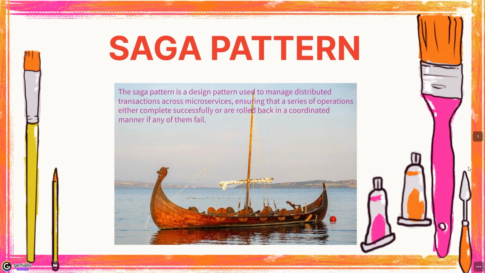In this video, we are going to learn how the Saga pattern coordinates distributed transactions across multiple microservices. By managing each step carefully and handling failures gracefully, it ensures that processes such as ordering products online remain reliable and consistent. So, the Saga pattern is a design pattern used to manage distributed transactions across microservices, ensuring that a series of operations either complete successfully or are rolled back in a coordinated manner if any of them fail.